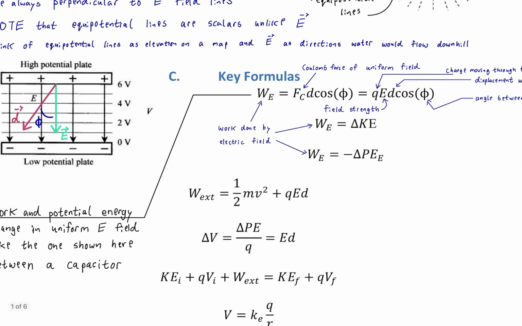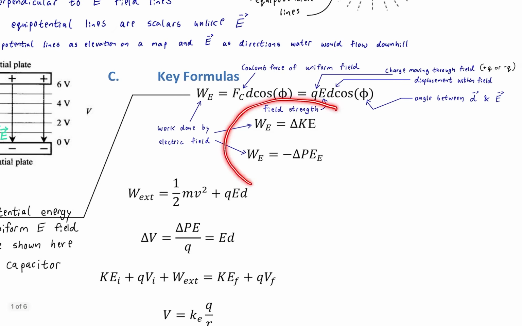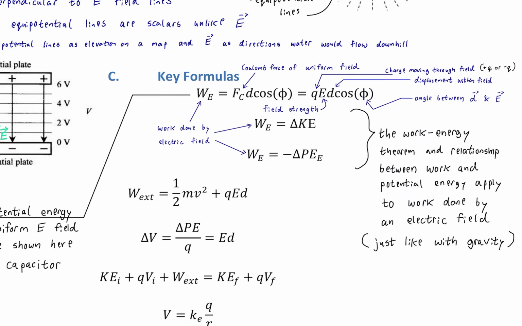So that is an important connection to the definition of work we've seen before, and a very important calculation tool for uniform fields. But let's say something that is a little bit more general, and that's these next two equations. They both start the same with the work done by the field, but their relationships to these changes in energies are more general than a uniform field. And what do I mean by that? Well, I'm simply saying that the work energy theorem and the relationship between work and potential energy apply to work done by an electric field, just like with gravity, or for that matter, any field, or any force, really.